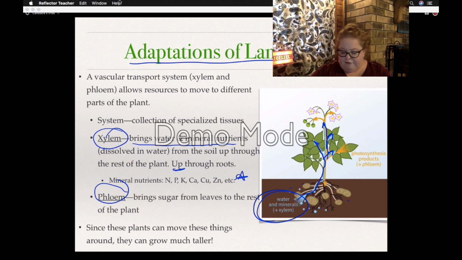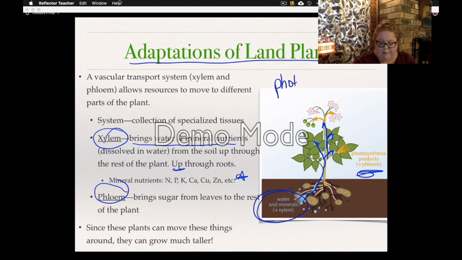Now the phloem, so one of the ways to remember that is the phloem is going to bring the products of photosynthesis. And those products are food, or it might help you to remember it by thinking about it like that. So food or photosynthesis product comes through the phloem. And so remember, photosynthesis is going to occur in the leaves primarily. There's a little bit that happens in other places, but primarily it's going to happen in the leaves.